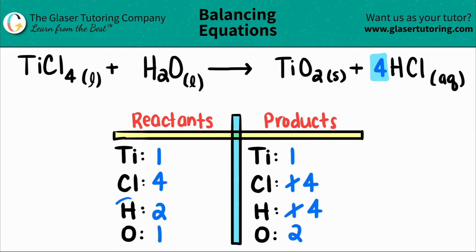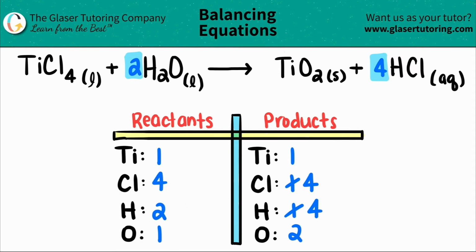Let's just keep going down. Let's try to balance the hydrogens. 2 times what will get me to 4? Oh, 2 times 2. And whatever number that I stated, right, in this case it's a 2, is the coefficient that goes in the front. So the 2 is going to go here.